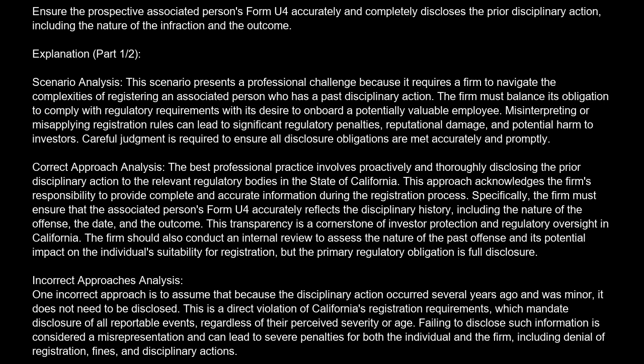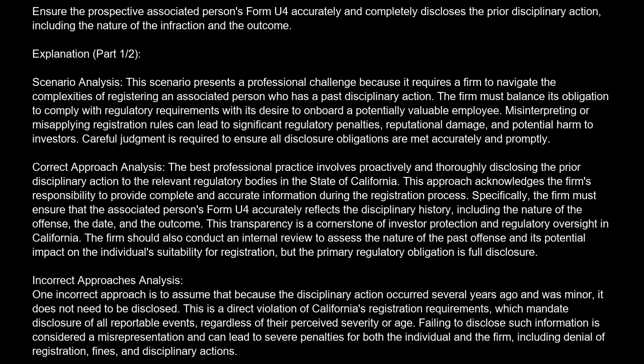The firm should also conduct an internal review to assess the nature of the past offense and its potential impact on the individual's suitability for registration. But the primary regulatory obligation is full disclosure. Incorrect approaches analysis. One incorrect approach is to assume that because the disciplinary action occurred several years ago and was minor, it does not need to be disclosed.